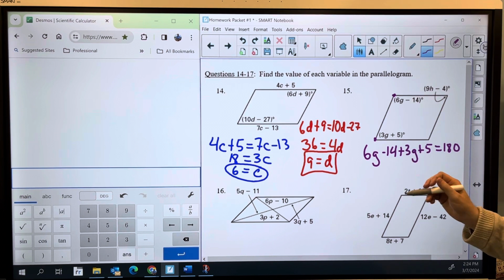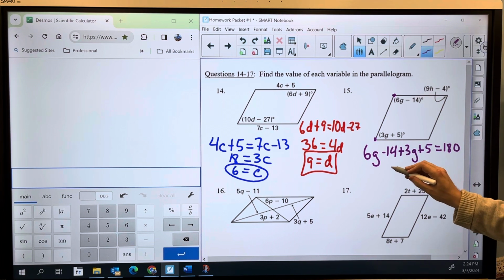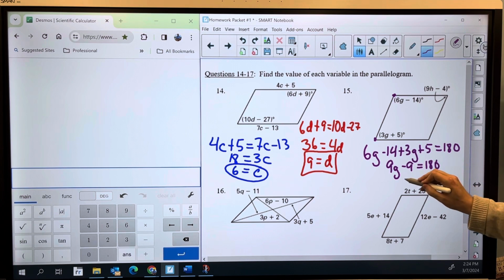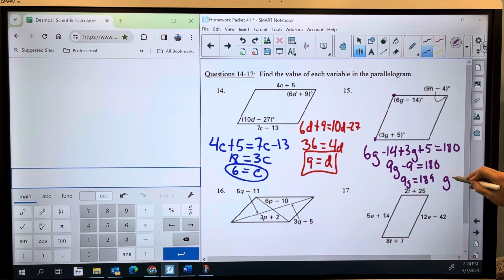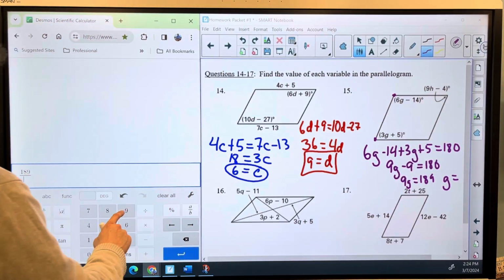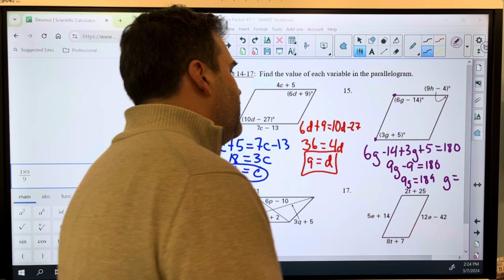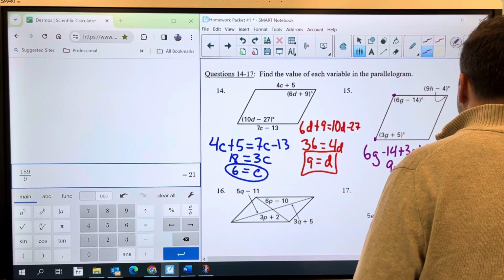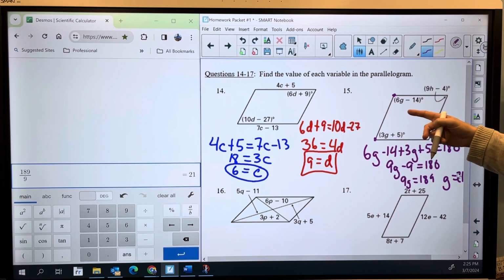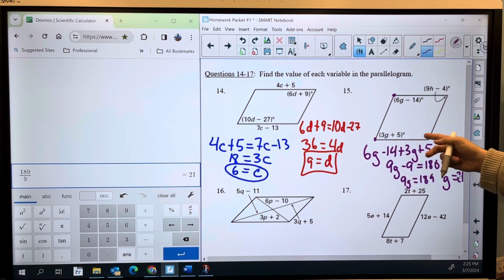I'm going to combine my like terms, 6G and 3G, 9G, negative, positive, minus 9, equals 180. So 9G equals 189. So G is equal to, I know, this is a problem I could do in my head on a good day, but G is 21, right there. So G is 21. Once I know what G is, I can use that to find one of these angles.